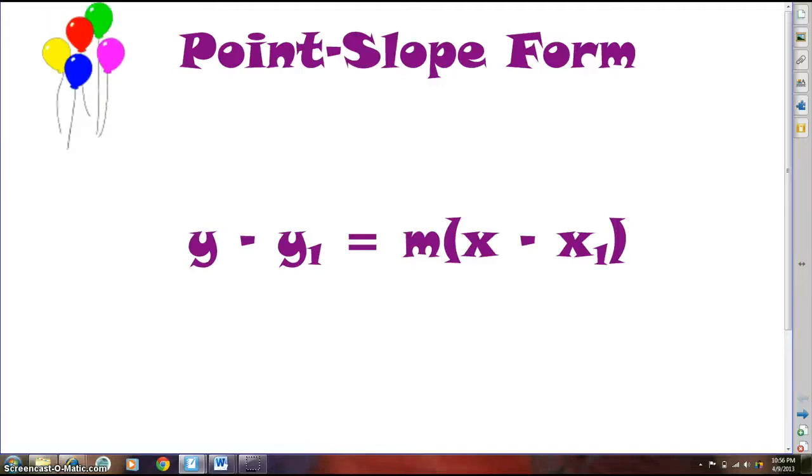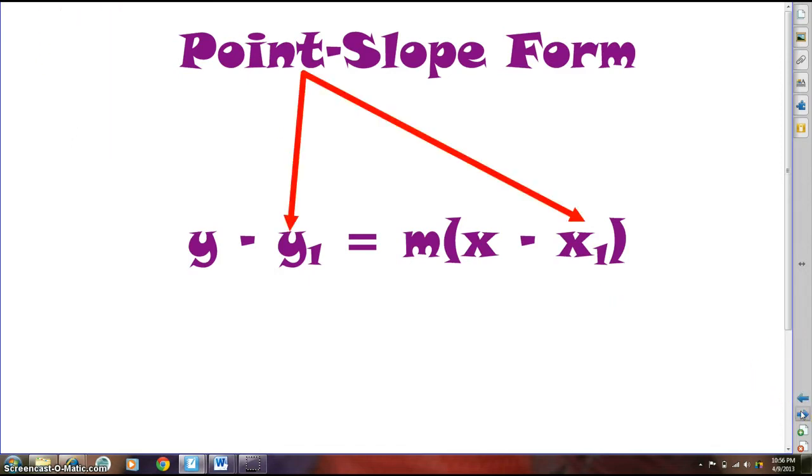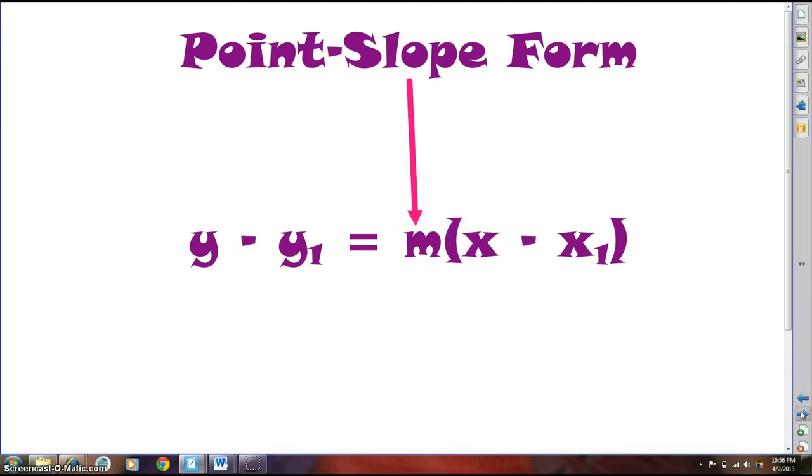Today we're going to learn to take an equation that's in point-slope form and rearrange it and put it into slope-intercept form. Point-slope form is just a different way of writing an equation. It's called point-slope form because we know a point, which we call x1, y1, and we know the slope. When we did slope-intercept, or y equals mx plus b, we knew the slope and we knew where the line crossed the y-axis at the y-intercept.